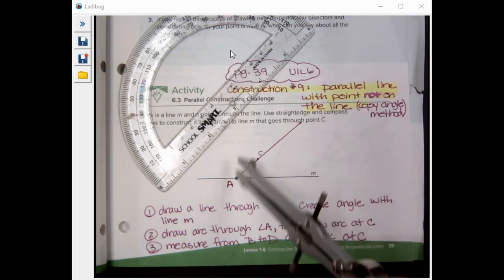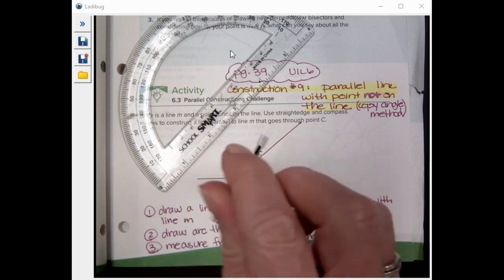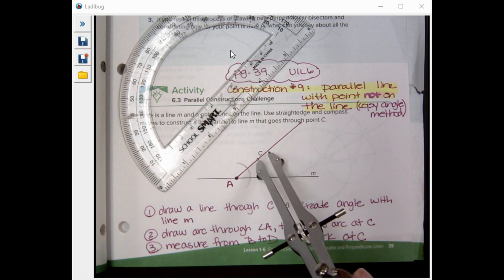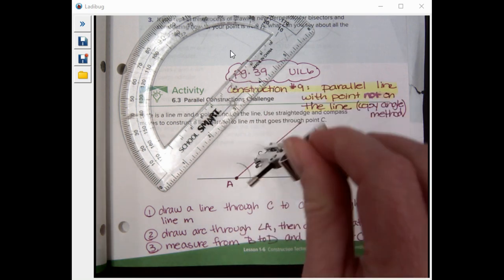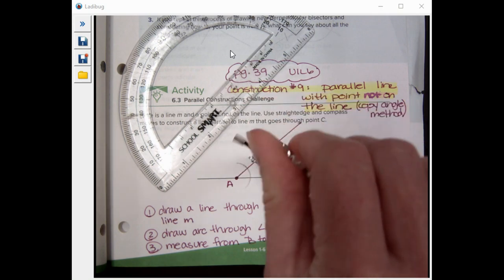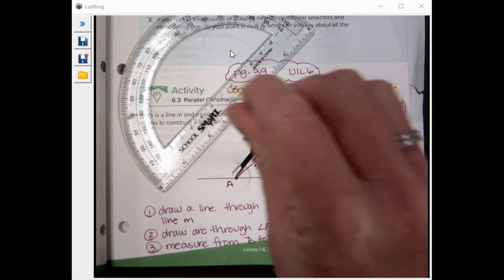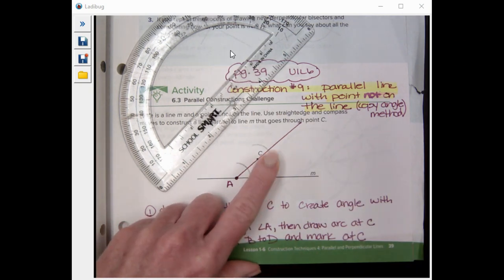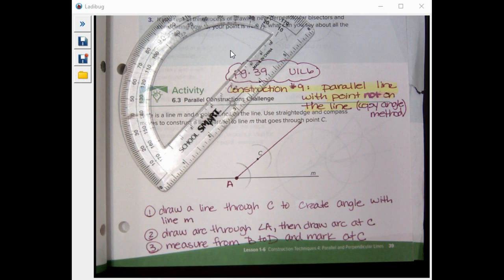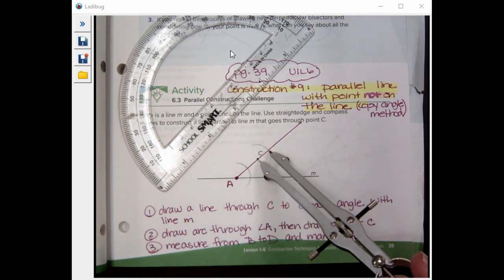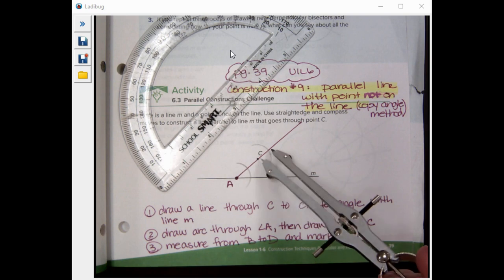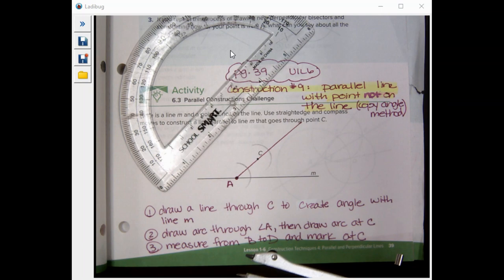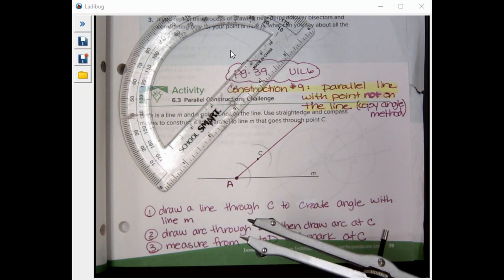Once I've drawn this arc here at angle A with this radius, I want to pick it up, put my pointer on C, and draw basically the exact same arc. Make sure that you get this bottom right side over here. If you don't go low enough here, you're going to have to redraw your arc in a minute. So basically, I've got two arcs, one at A and one at C. I drew an arc through A, and then I drew an arc at C, and they are identical arcs.